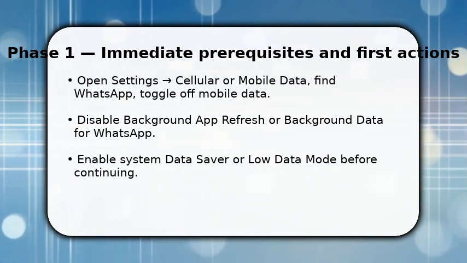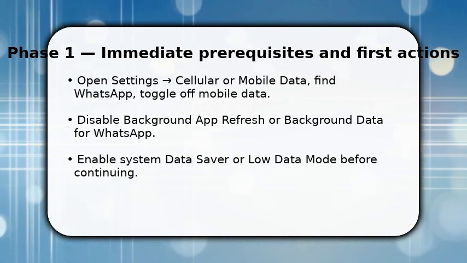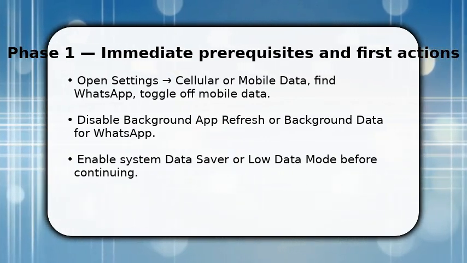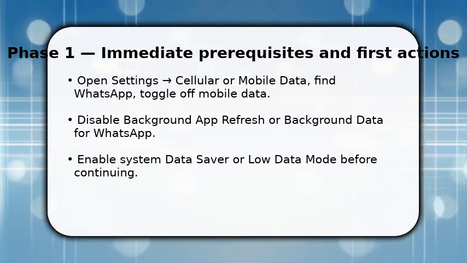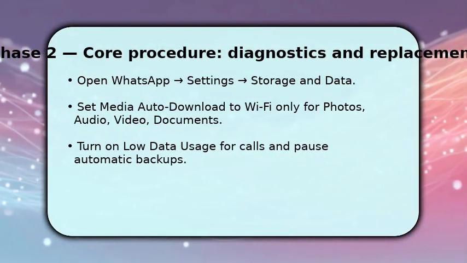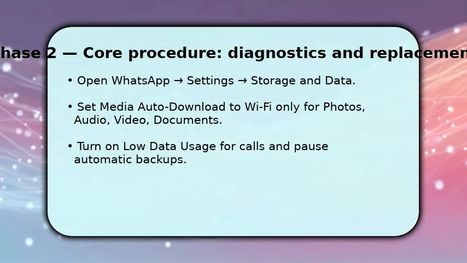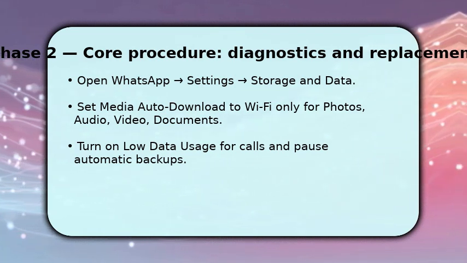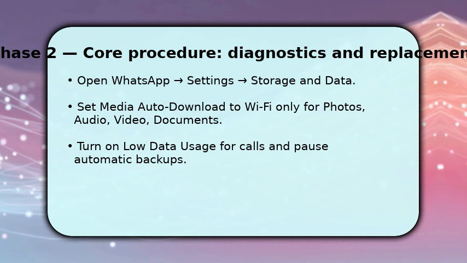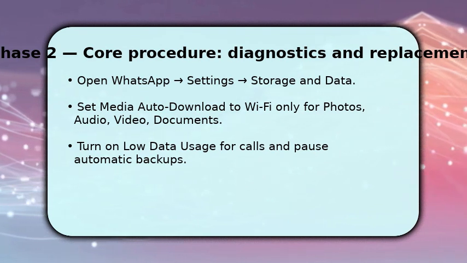You do this now to prevent further transfer while you adjust app-level options. This reduces surprises and gives you control before changing in-app settings. Next, open WhatsApp and go to Settings, then Storage and Data. You change Media Auto-Download to Wi-Fi only for photos, audio, video, and documents so media doesn't fetch on cellular.